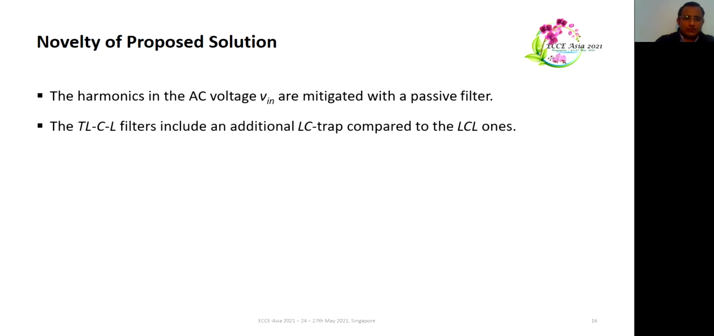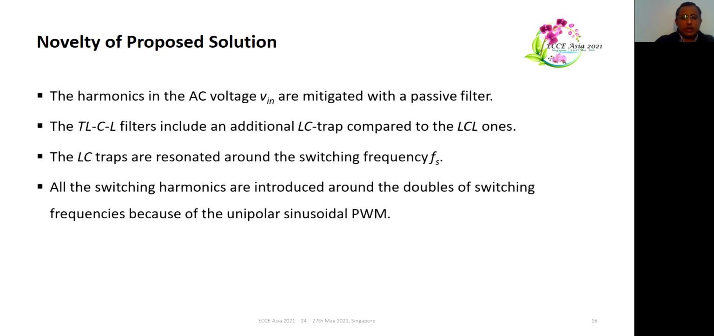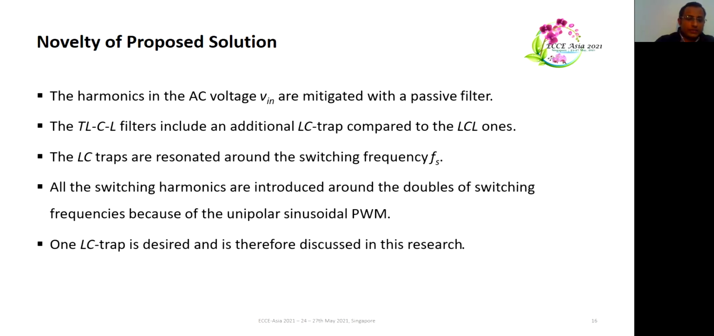The LTCL filters include an additional LC trap compared to the LCL filter. The LC trap is resonated around the switching frequency, Fs. All the switching harmonics are introduced around the doubles of switching frequencies because of the unipolar sinusoidal pulse width modulation. One LC trap is desired and is therefore discussed in this research.